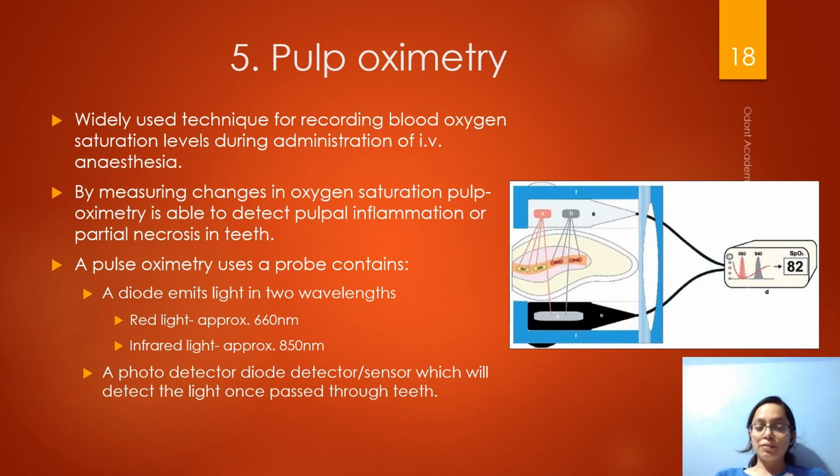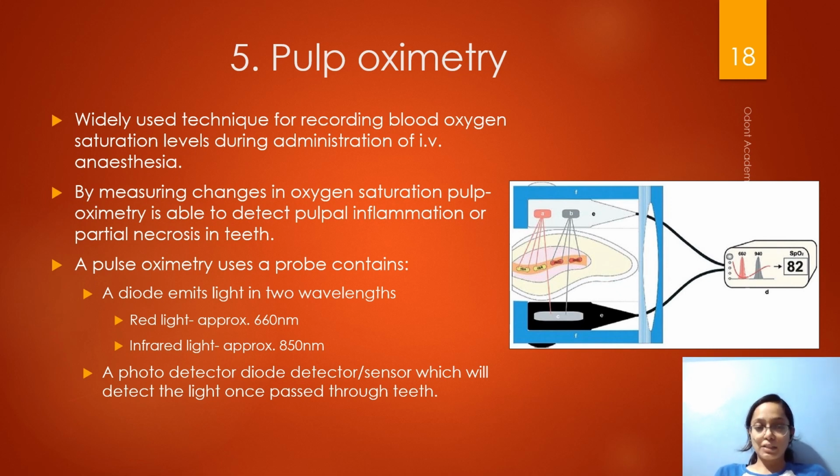Then a very widely used technique is pulse oximetry. Here what we are doing is recording the blood oxygen saturation level, as we do during the administration of IV anesthesia. By measuring changes in the oxygen saturation, pulse oximetry is able to detect pulpal inflammation, or even if there is partial necrosis in the tooth. Even if the full tooth is not necrosed, only a part of it, it can help us.